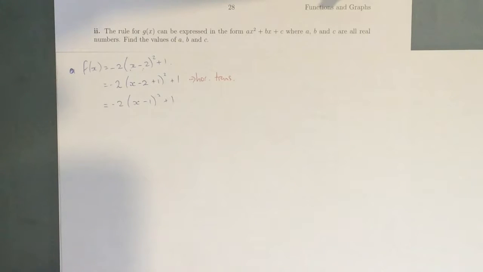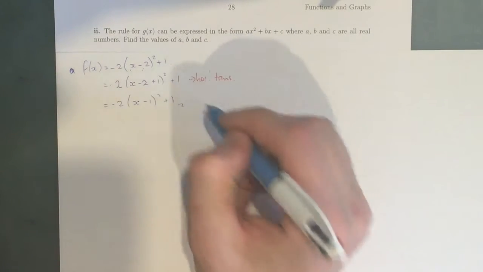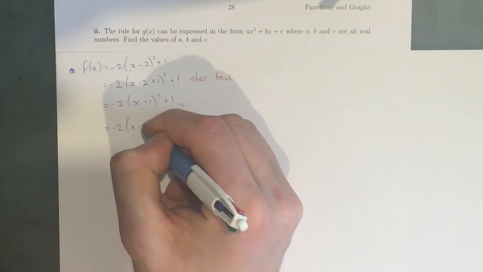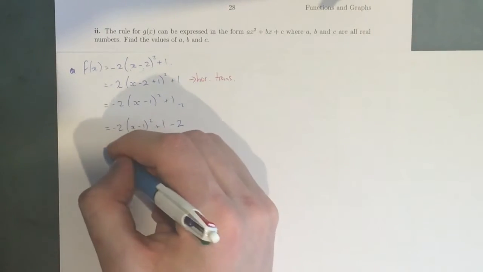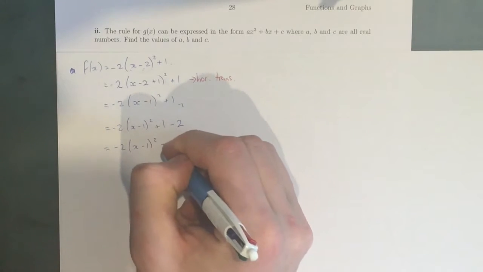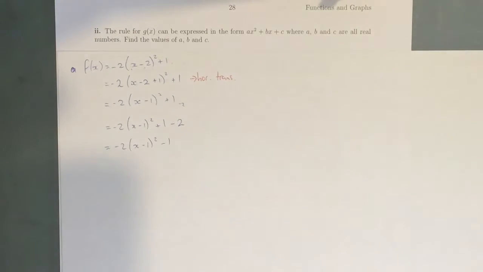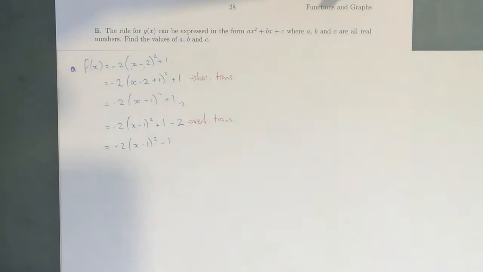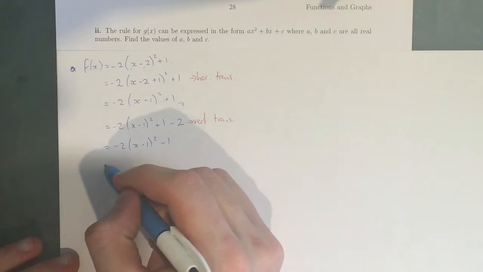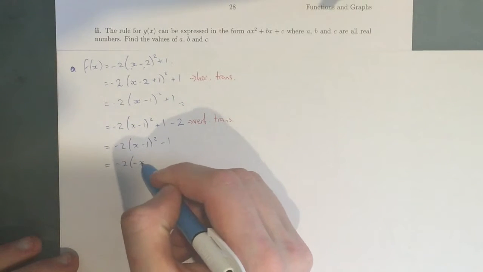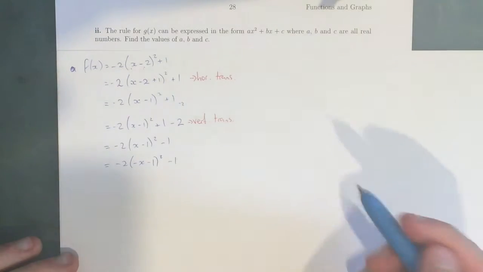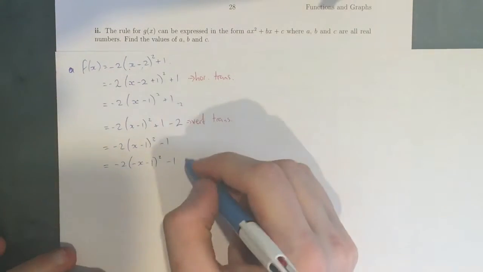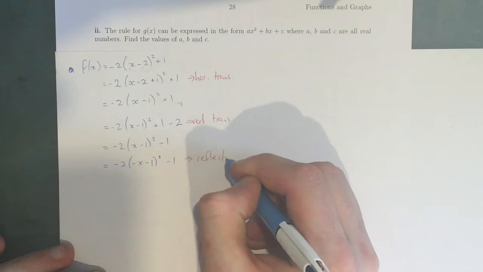Then a translation of 2 units in the negative y-axis means that we have to minus 2 off the end here. So we get negative 2 (x take 1) squared plus 1 minus 2, which is negative 2 (x take 1) squared take away 1. And that's our vertical translation. And then what we have to do is the reflection over the y-axis, which means that we actually make x a negative. So what happens is we get negative 2 (negative x take 1) squared, take away 1. And that's our reflection.